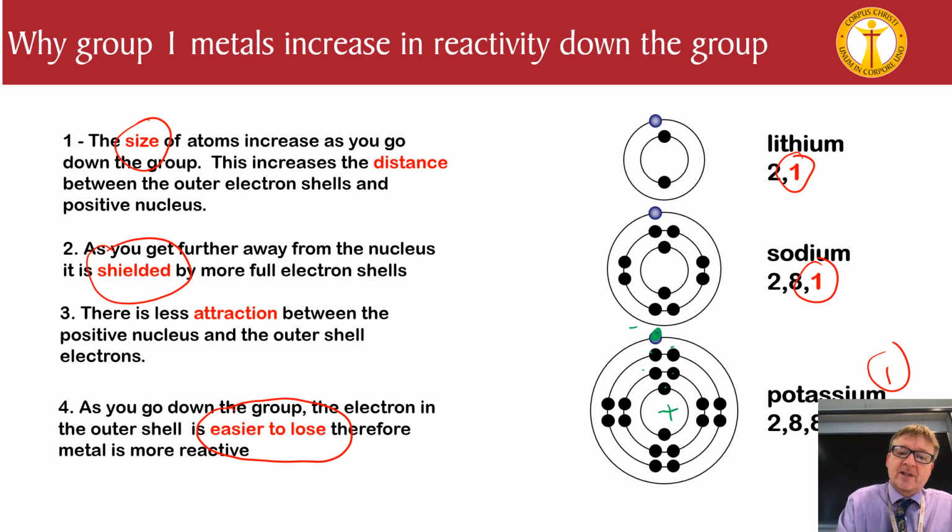And the last one is, there is less attraction. And again, it's to do with the distance. If I've got positive there and I've got negative there, the distance between them increases when the actual atom itself, the element itself, gets bigger. So, in a nutshell, reactivity in group 1 metals increases down the group because it's easier to lose the outer electron, the size of the atom gets bigger, there is more shielding, and there is less attraction.